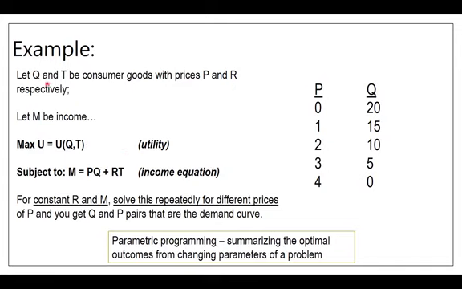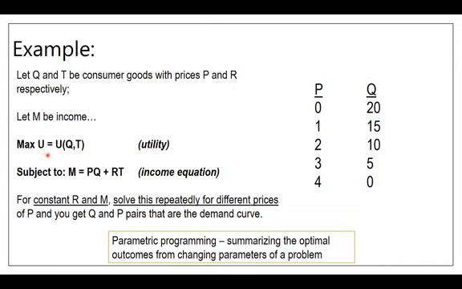So let's take an example. Let Q and T be two different consumer goods, and they have prices P and R respectively. So 1 unit of Q costs P, 1 unit of T costs R. And additionally, let M be the income level that we have. And I don't know how far back you have to think to your microeconomics where you had utility functions, but that is what this is based on.